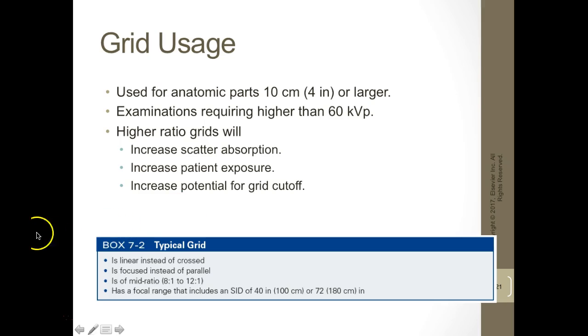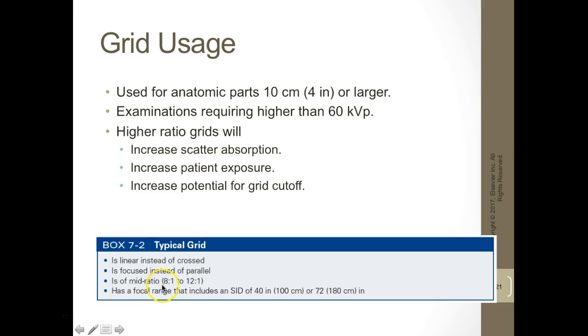Okay, so typical grids that we use: linear. We don't use cross-hatched anymore. We use focus grids instead of parallel. And you know, I agree with this, but lately I've been seeing a lot more parallel grids, just parallel. So very interesting. I'm not sure about that. Ask at your hospital what you're using.